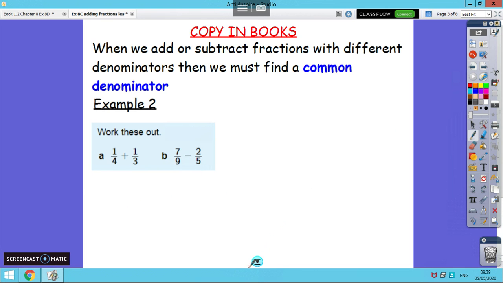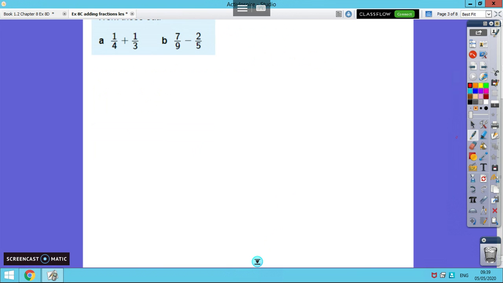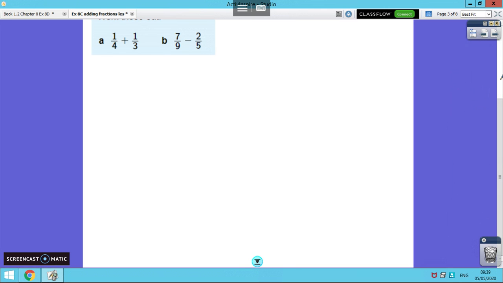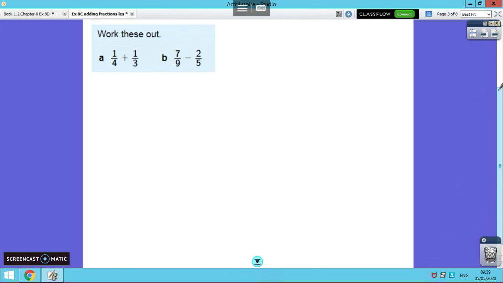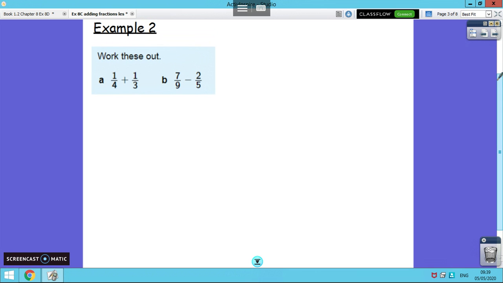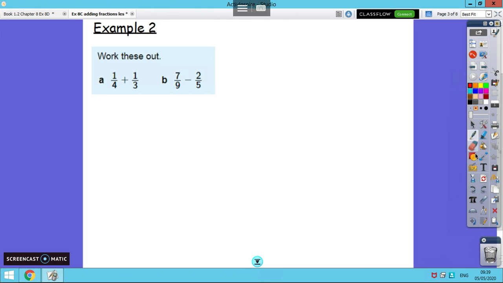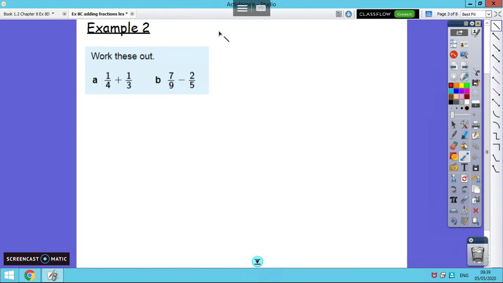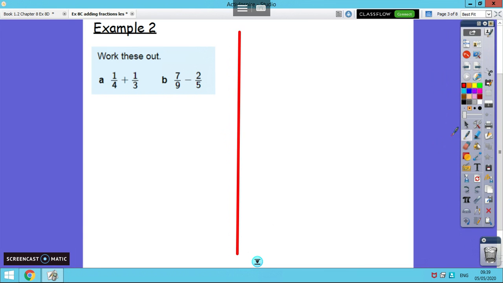Now, you'll see that we have an example of adding different denominators and then subtracting different denominators. So I've gone down too far there. Let me just see if I can go back up again. Okay, so what I'm going to do is split my page into 2 sections, just so we're working cleanly on one side for one of the questions and then on the other side. So we're going to start with 1/4 plus 1/3 on the left-hand side.